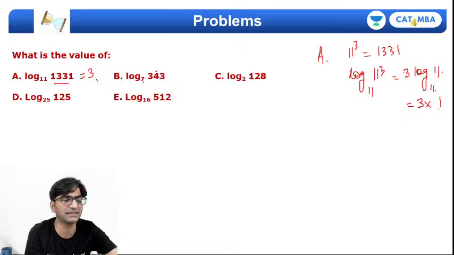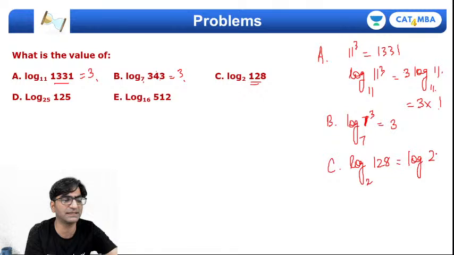Look at the second one. What is this 343? 343 is 7 cube. So this is log 7 cube in the base 7. Clearly the answer will be 3. This is also 3. What is 128? I hope you remember 128 is 2 power 7. Which means the 7 will come out: 7 log 2, and log 2 is 1, right? Because the base is also 2.